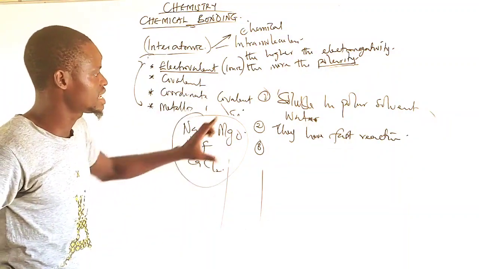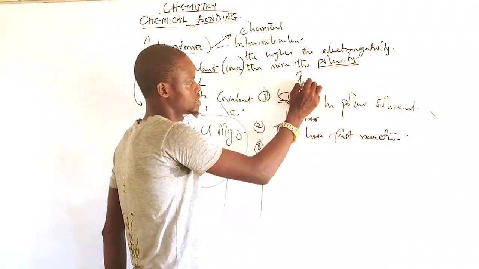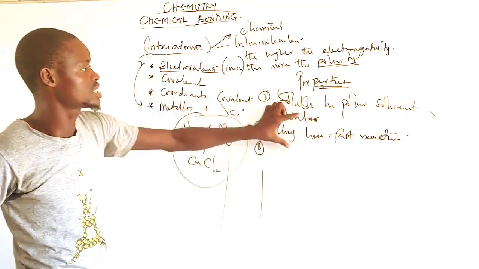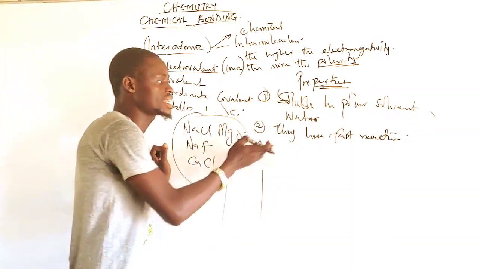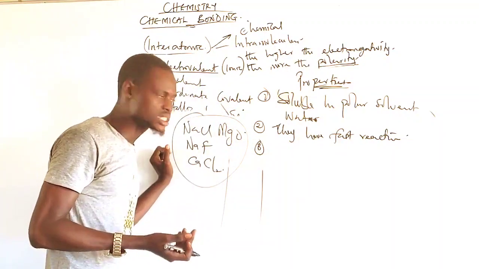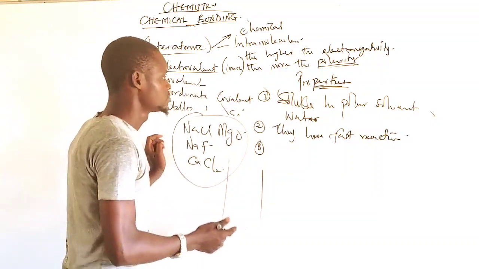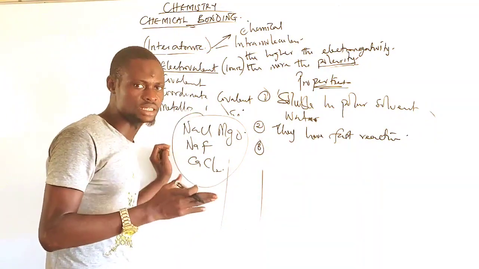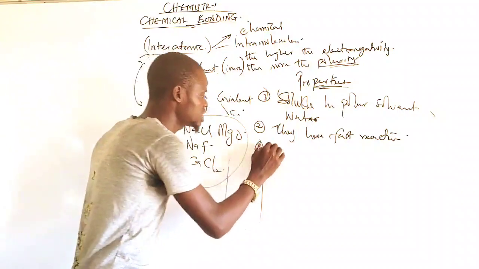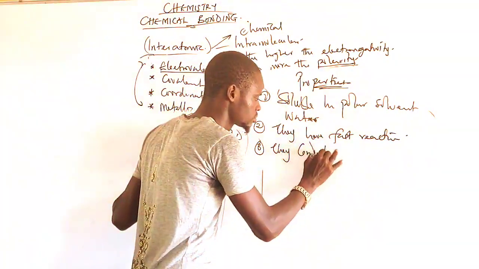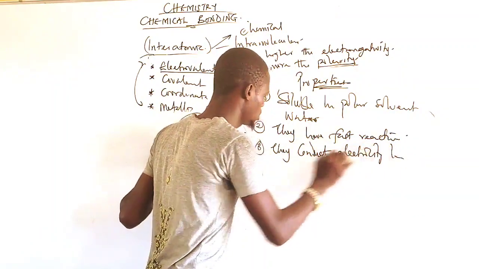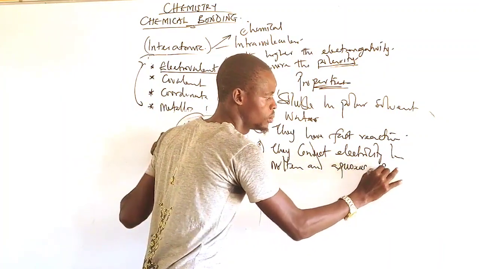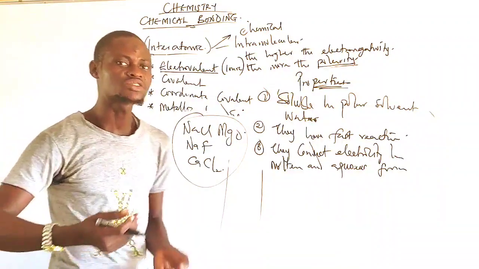Now, one thing about them is that they possess these physical and chemical properties. Take note, they have fast reaction. Their reaction is very, very fast. They are soluble in polar solvents. Then they conduct electricity in molten and aqueous form only. It simply means they can only conduct electricity when they are in solution.